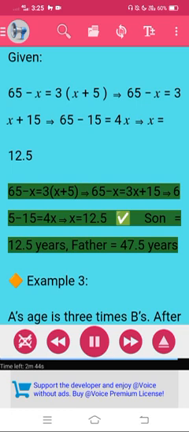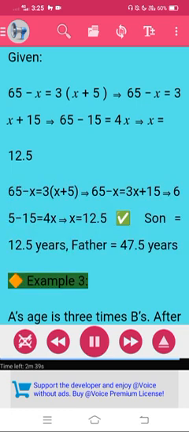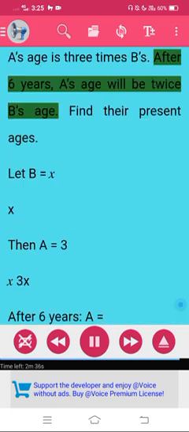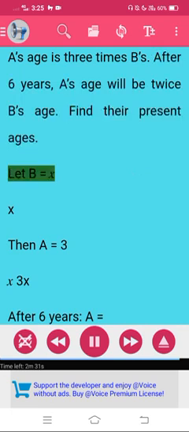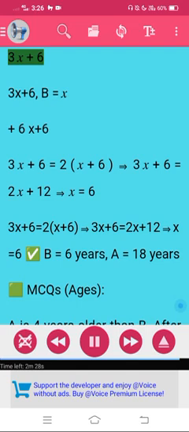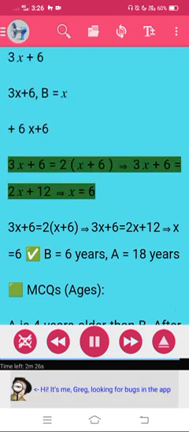So the son equals 12.5 years, and the father equals 47.5 years. Example 3: A's age is 3 times B's. After 6 years, A's age will be twice B's age. Find their present ages. Let B equal x. Then A equals 3x. After 6 years, A equals 3x plus 6 and B equals x plus 6. So 3x plus 6 equals 2(x plus 6) ⇒ 3x plus 6 equals 2x plus 12 ⇒ x equals 6.